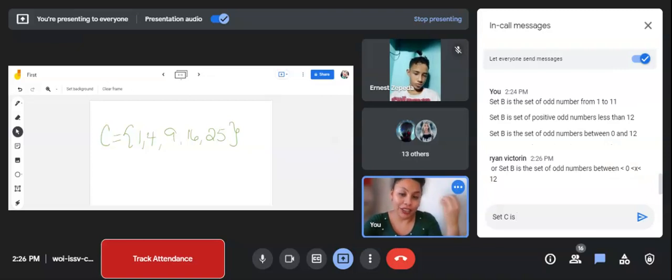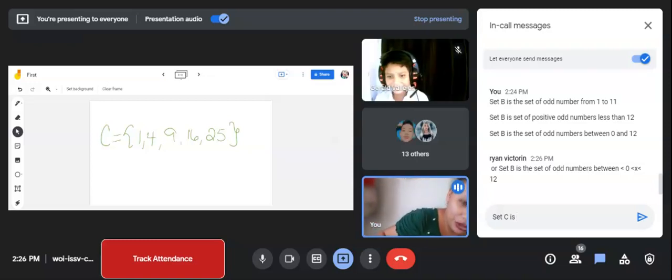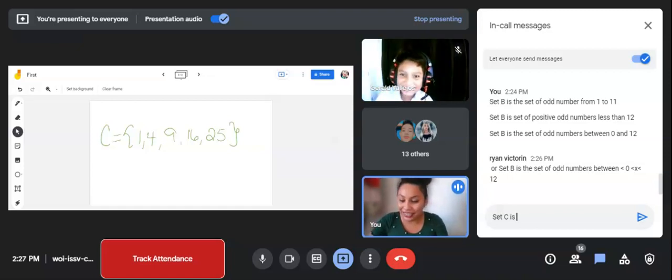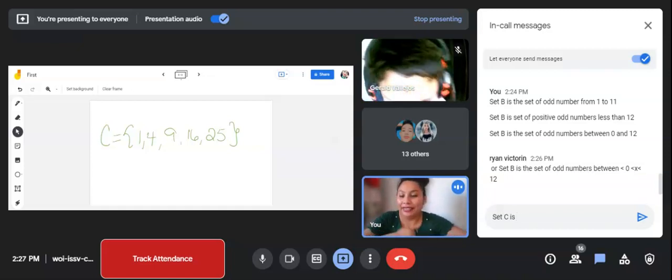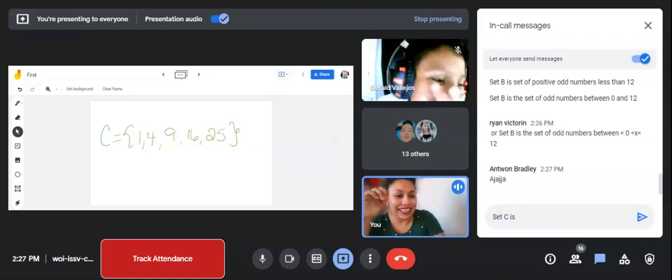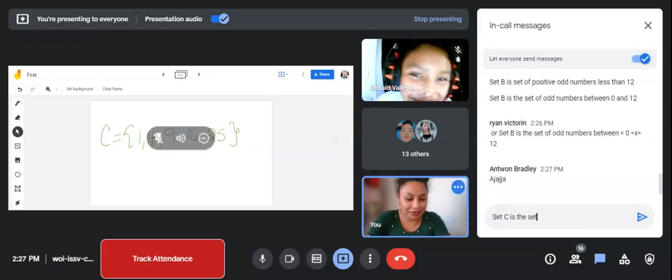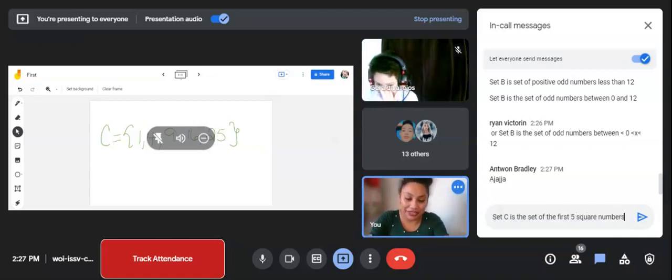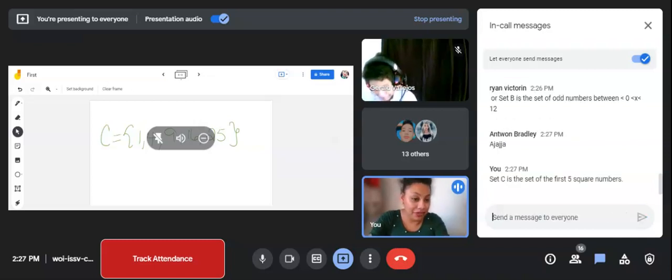1 times 1 is 1. 2 times 2 is 4. 3 times 3 is 9. 4 times 4 is 16 and 5 times 5 is 25. Those are square numbers. Irrational? No, they're not irrational. Set C is the set of the first five square numbers. There you go.